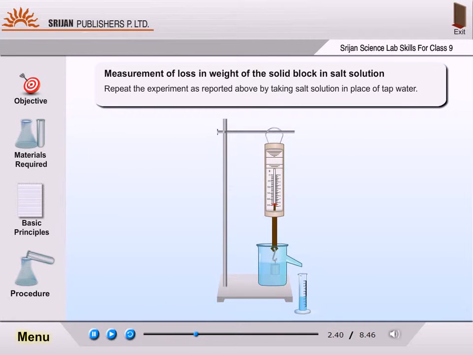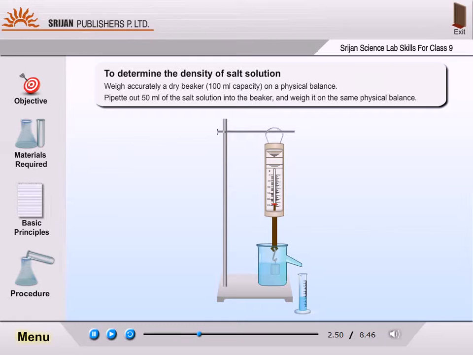Repeat the experiment as reported above by taking salt solution in place of tap water. To determine the density of salt solution, weigh accurately a dry beaker, 100 ml capacity, on a physical balance. Pipette out 50 ml of the salt solution into the beaker and weigh it on the same physical balance.